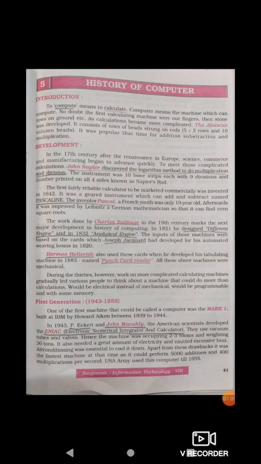Introduction. To compute means to calculate. Computer means the machine which can compute. No doubt, the first calculating machines were our fingers, then stones, rows on the ground, etc. As calculations became more complicated, the abacus was developed. It consists of rows of beads strung on rods, 5 by 2 rows and 10 column beads. It was popular at that time for addition, subtraction and multiplication.